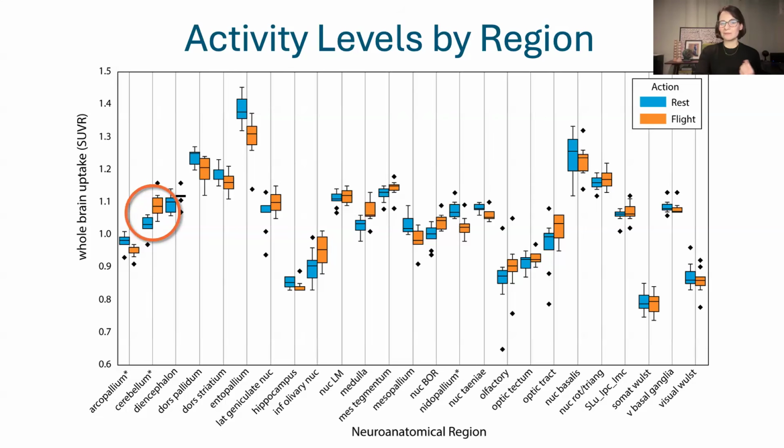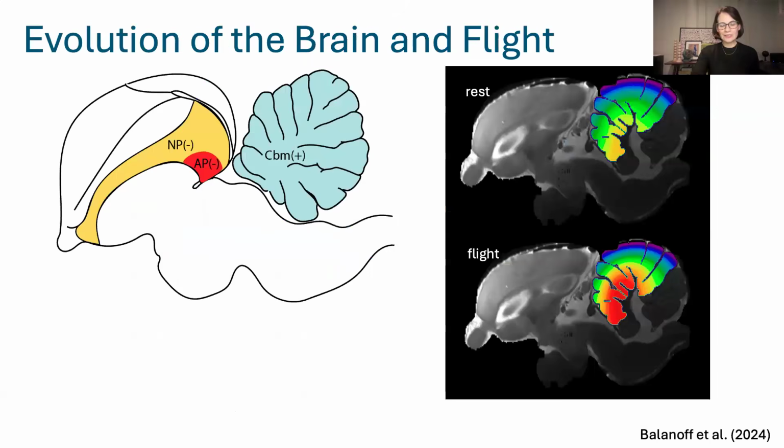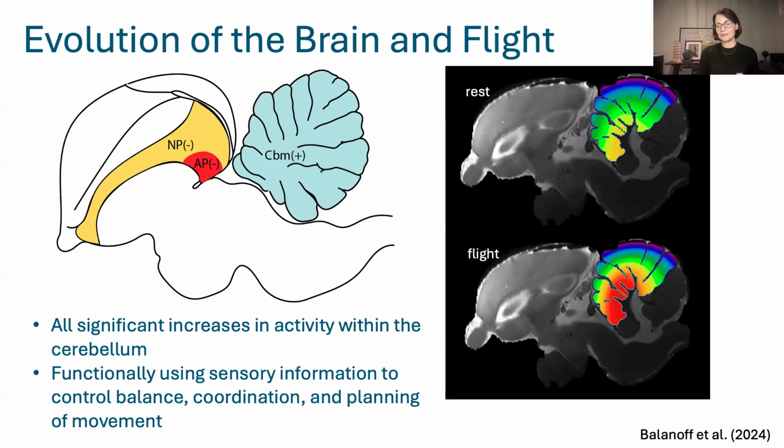And the cerebellum, if you remember from earlier in the talk, is this part of the brain that is coordinating movements, helping control orientation, smoothing movements, and planning movements. So it makes a lot of sense that the cerebellum would be highly involved in flight as a locomotor activity.